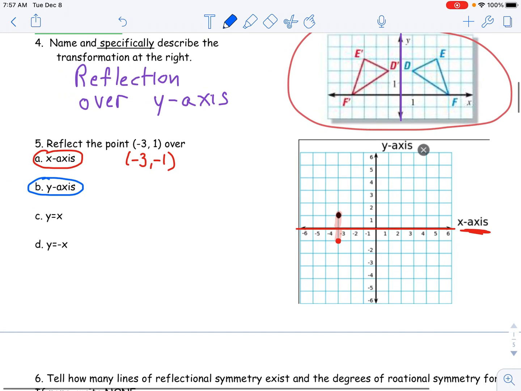Now we're gonna reflect over the y-axis, and by process of elimination, that's this one right here. And recall, since it is 3 to the left, it's gonna be 3 to the right. Points are equidistant from the line of reflection, just like when you look in a mirror. And this time it becomes (3, 1). X changed signs, Y stayed the same from the original point.